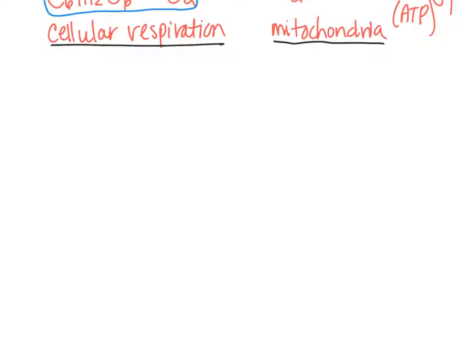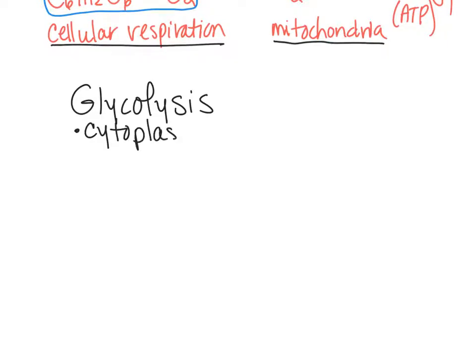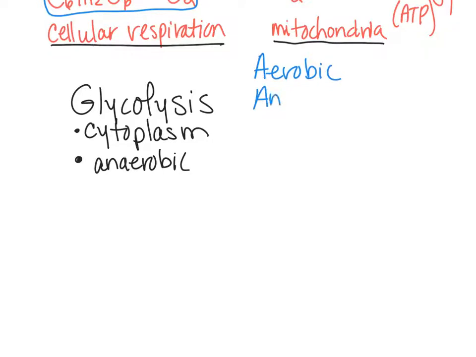Okay, so cellular respiration is going to start with glycolysis. And this is happening out in the cytoplasm. So we are out in the fluid part of the cell. And this one we call anaerobic. Okay, which brings me to a side step here. We have aerobic and anaerobic.